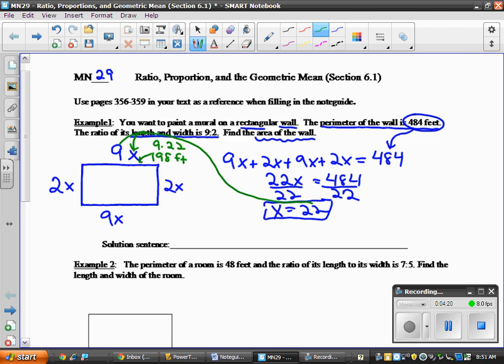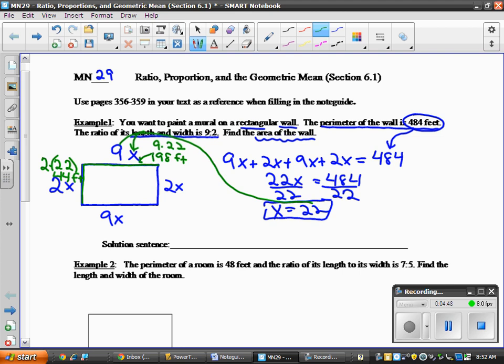And if I go 2 times the 22, and remember, x is just a variable, the unknown. We didn't know what it was. We found it because we knew that this length and width has some factor of 9 and 2. And this is going to be 44 feet. So the length of the rectangle is 198 feet. So this right here is 198 feet. And this right here is 44 feet.